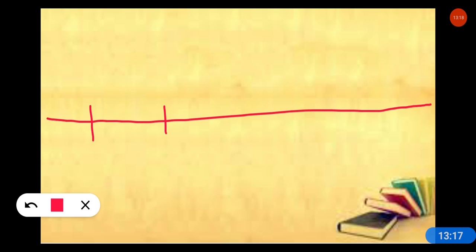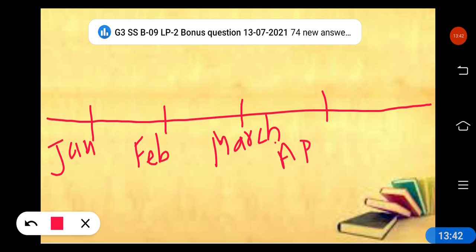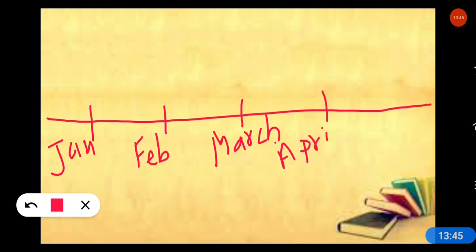Jan, Feb, March, April. I'll show you the 4 months only. One or two festivals I'll draw. Okay, in which month does Holi come?